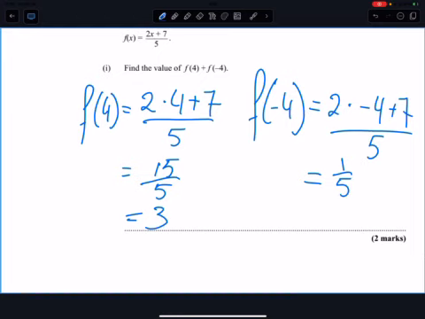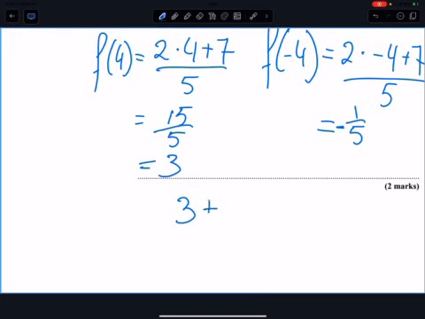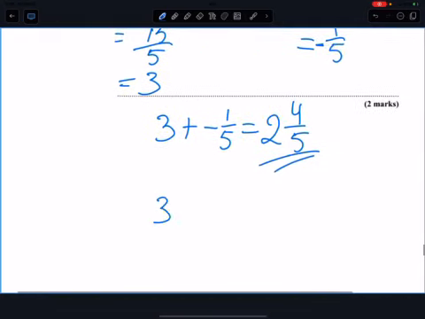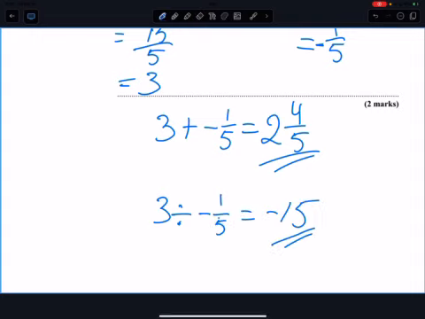And what do you do? Oh, minus, correct. Thank you. You had to do f4 plus f minus 4. So you had to do 3 plus negative 1.5 and your answer would have been 2/4. If we did division as well, also fine. 3 divided by negative 1/5, and your answer would have become negative 15, if you did division.